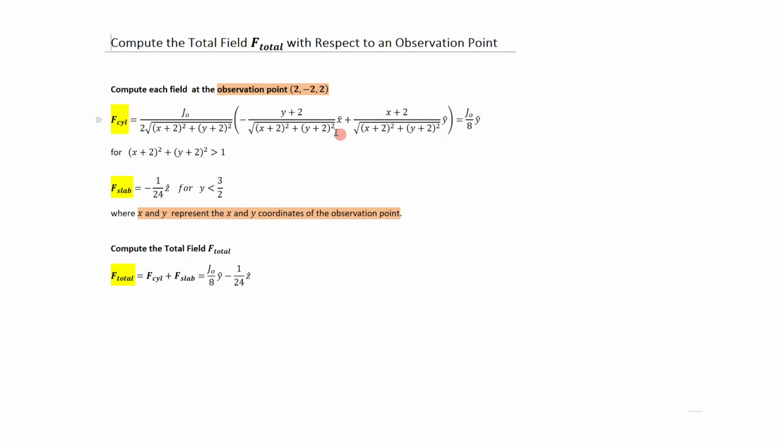If we do that, we find that the only terms that survive are the terms involving the y component. That can be seen clearly because if you have minus 2 for y here, this denominator will be 0. For the slab, it turns out the appropriate expression is the one where, for y less than 3/2, the slab field is minus 1 over 24 z hat. So there's no x or y dependency here, so we have nothing to substitute. So we take this result and add the two together to compute the total field, which is shown here, and we end up with this result.